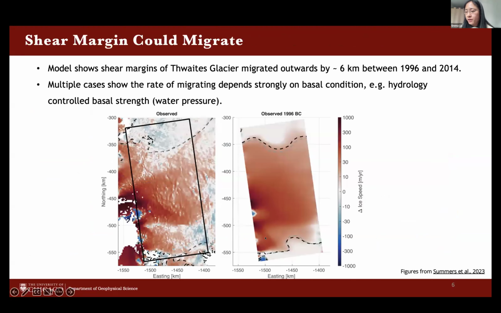One clue of what might be going on comes from an earlier modeling work by Paul Summers, who was a former PhD student in Jenny's group, and I think he's now a postdoc at Rutgers and Georgia Tech. His model showed that the shear margins of Thwaites are able to migrate, and their migration speeds depend very strongly on the basal conditions. His model showed that the shear margin migrated around 6 kilometers between 1996 and 2014.